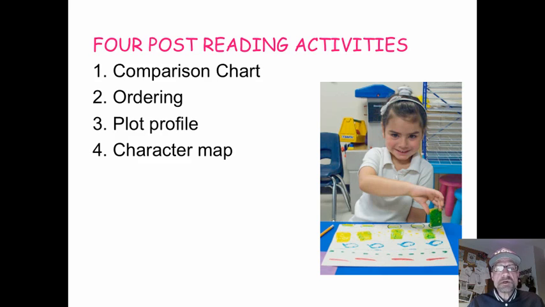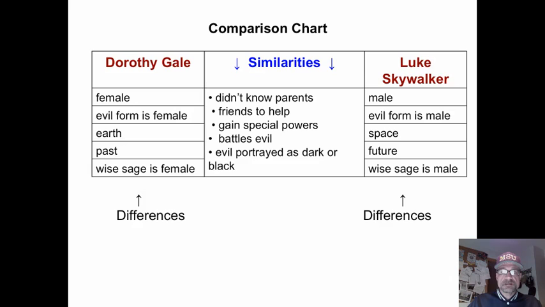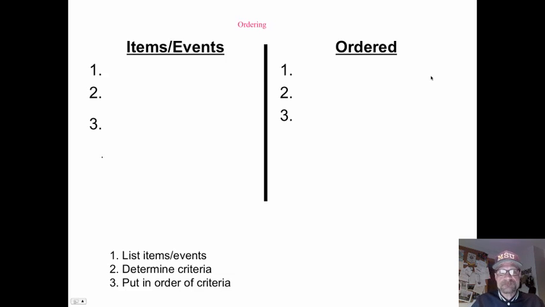We're going to look at 4 post-reading activities, simple things that you can use with any story. The first one is a comparison chart. Compare and contrast. This is a thinking skill, but using this graphic organizer makes it easier. It's similar to a Venn diagram, except this is more concrete. You can compare characters, stories, anything. Similarities there, differences there. Simply another way to interact with ideas in the story.